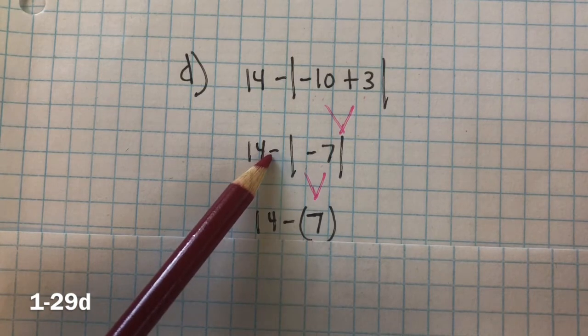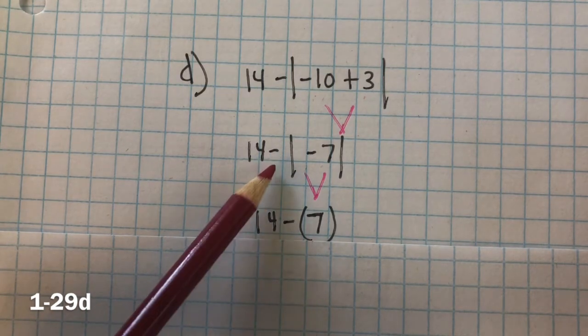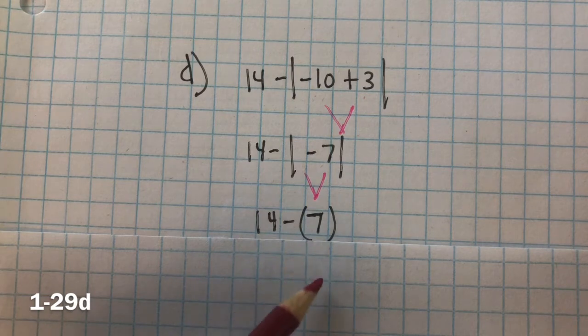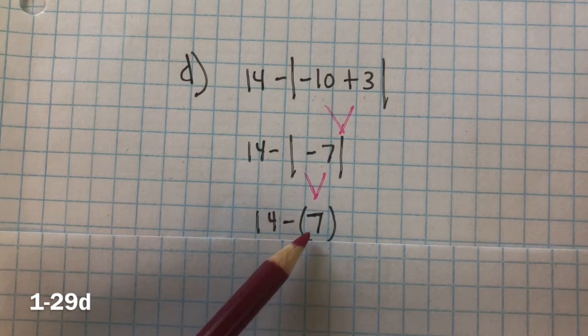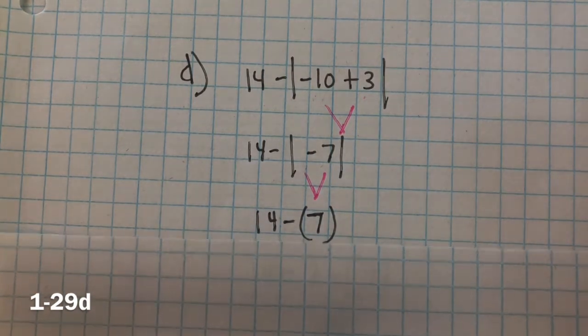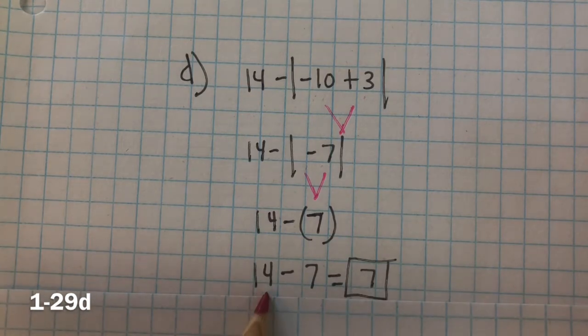Now we apply this negative, and it's saying what is the opposite of what's inside that? So the opposite of positive 7 is negative 7. We have 14 minus 7 equals 7.